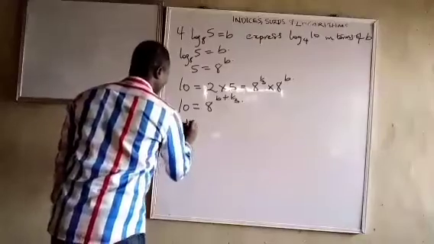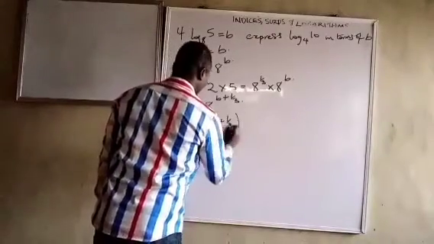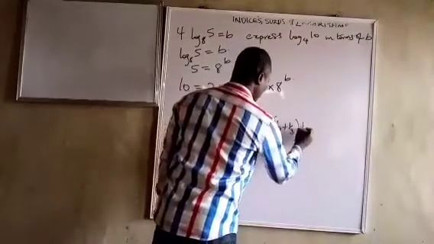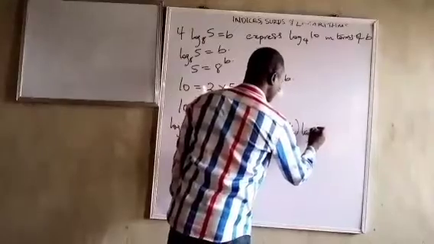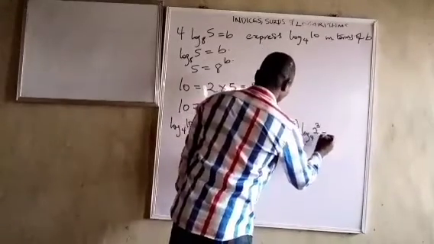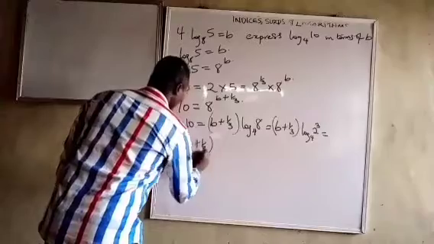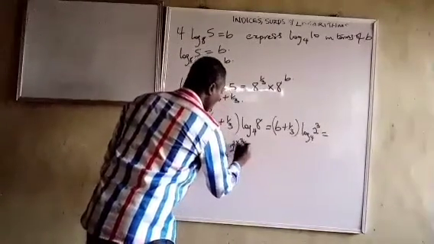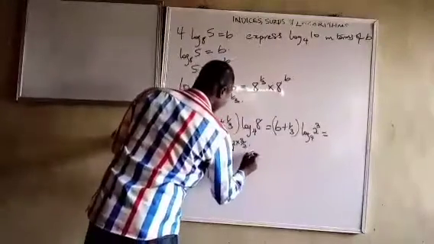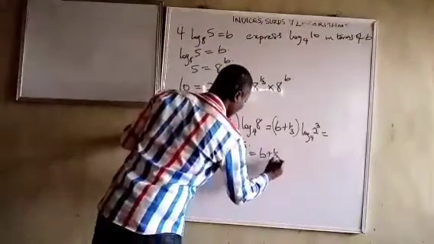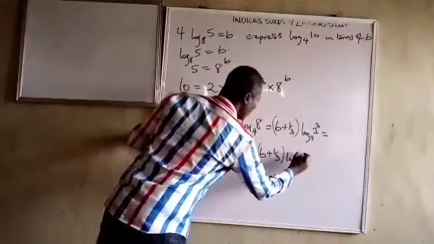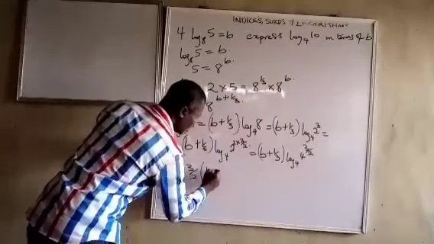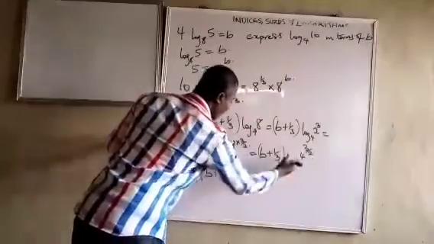Log 4 10 is equal to b plus 1/3 log 4 8, which equals b plus 1/3 log 4 of 2 raised to power 3, which equals b plus 1/3 log 4 of 2 raised to power 2 times 3/2. So I'm trying to express this one, and this equals b plus 1/3 log 4 of 3/2, which at last gives us 3/2 into b plus 1/3 log 4 4.